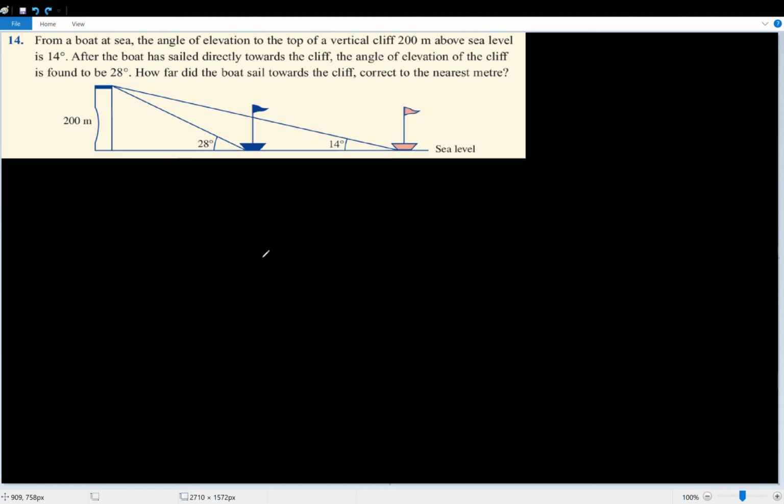This is question 14 from exercise 16.5 in New Concise Project Maths Book 2.